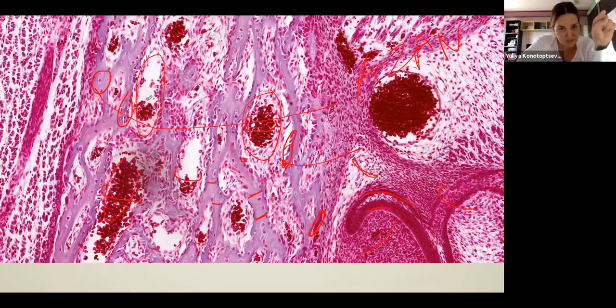So if you don't see these blood vessels, you may think maybe it's a cartilage. Okay, maybe. But because you see these blood vessels, cartilage is out of the question. This is not a cartilage, this is a bone.